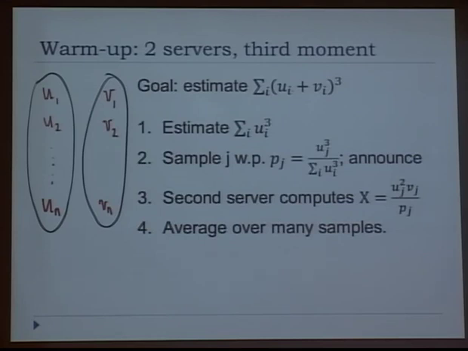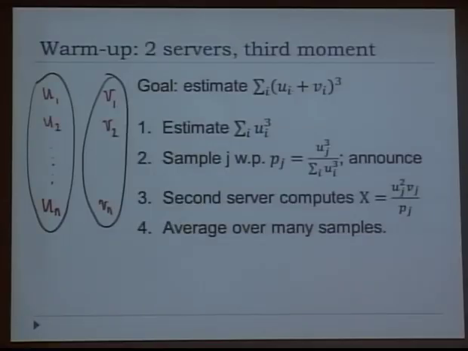Let's expand it. There's a ui cubed term, which is easy: you do it on one server. The vi cubed term is also easy: do it on the other server. It's the cross terms you have to worry about, which look like ui squared vi and vi squared ui. We'll do those two separately. So how are we going to do the sum of ui squared vi?